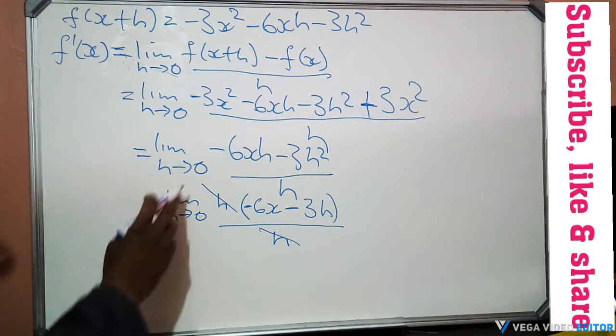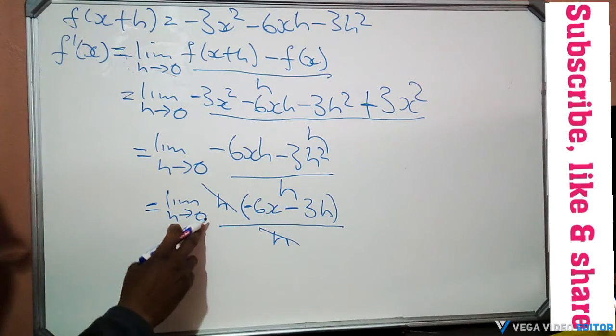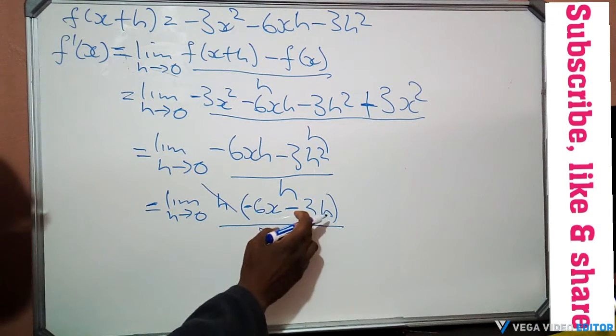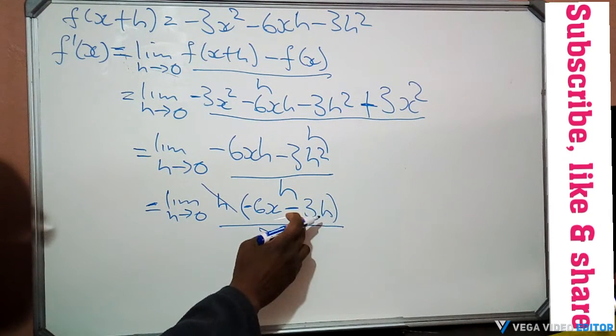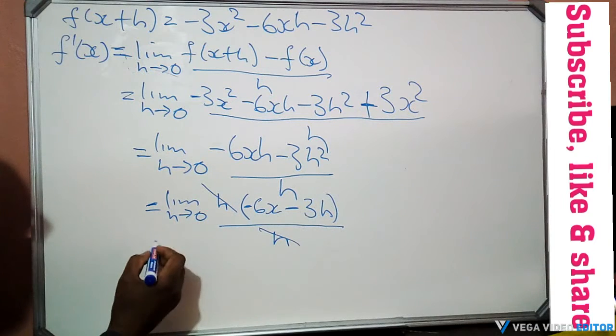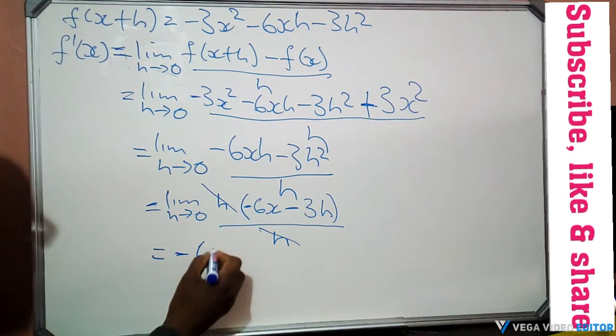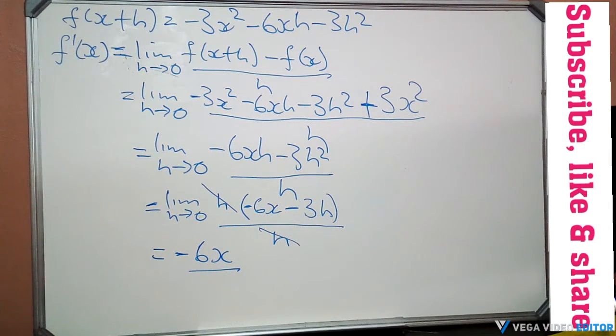And then you've got the limit with h approaching 0. Now, where there is h, put 0, right? So this is 3 times 0, which is what? 3 times 0 is 0. So our final answer here is going to be minus 6x. All right. So minus 6x is going to be our final answer.